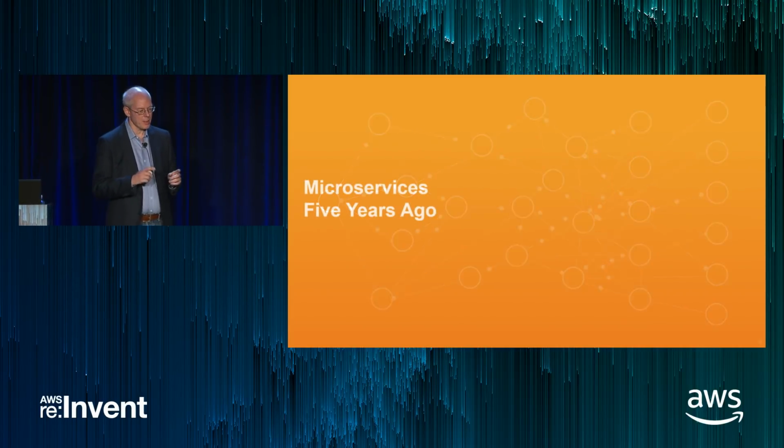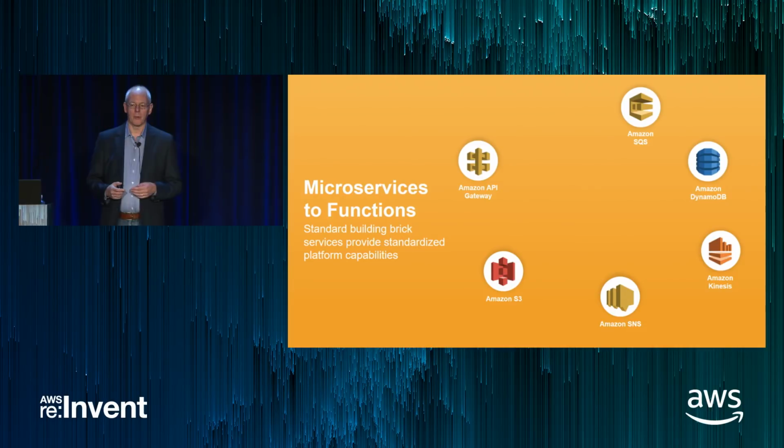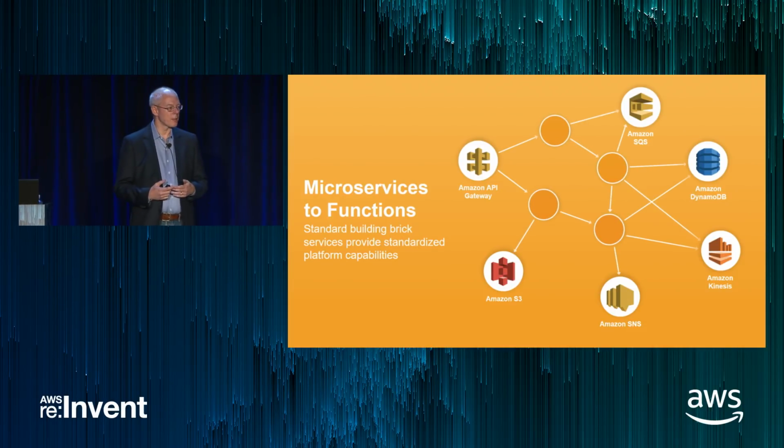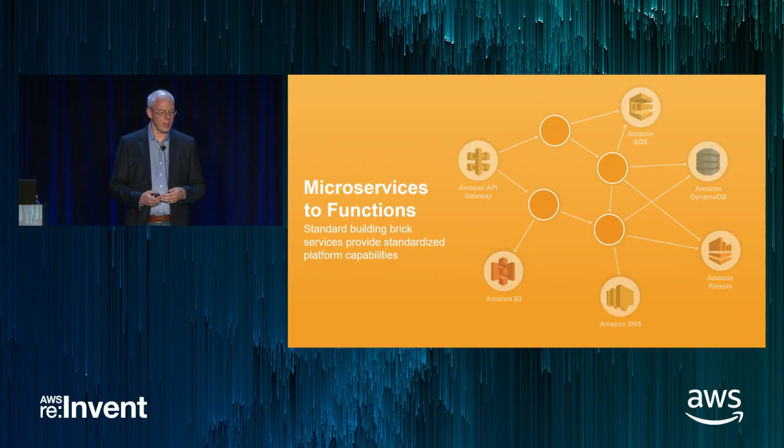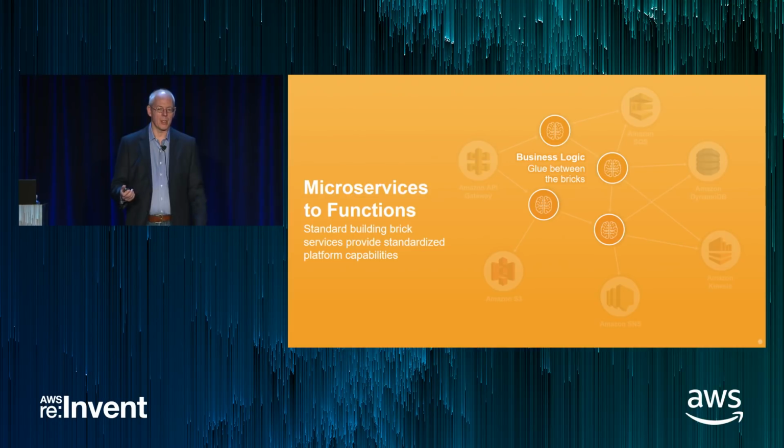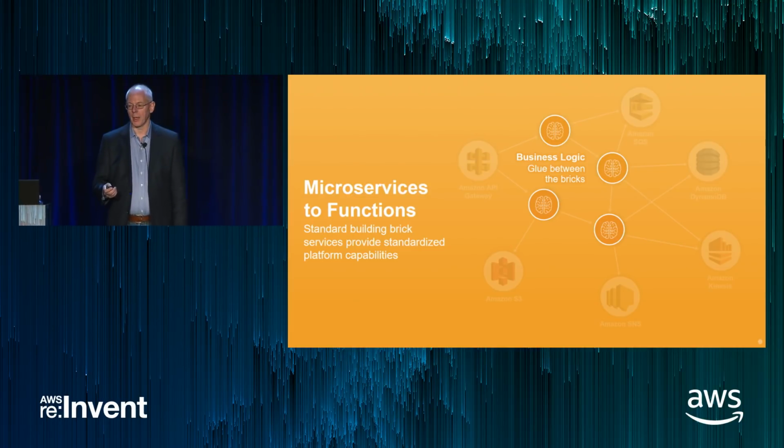So the next phase was we started to recognize that out of all of those microservices we'd built, a lot of them were just off-the-shelf standard things. So we started to replace them with SQS and DynamoDB, SNS, things like that. And what was left, the services we actually had to write, are the ones in the middle. This is the business logic, it's the glue between the bricks.